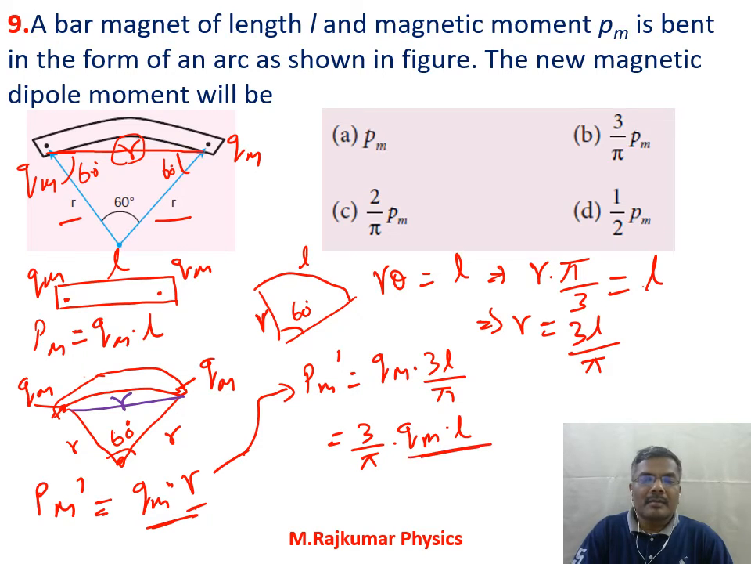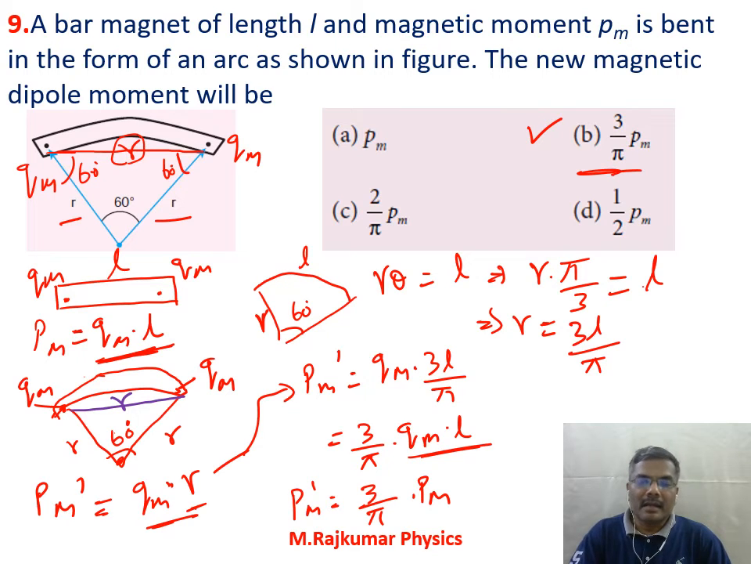What is this qm into L? That is the unbent, straight magnetic moment, which is qm into L. So this one I can write as 3 by pi into pm. So this is the magnetic moment of the bent bar magnet. So the answer should be this one, B. So B option is the right answer.